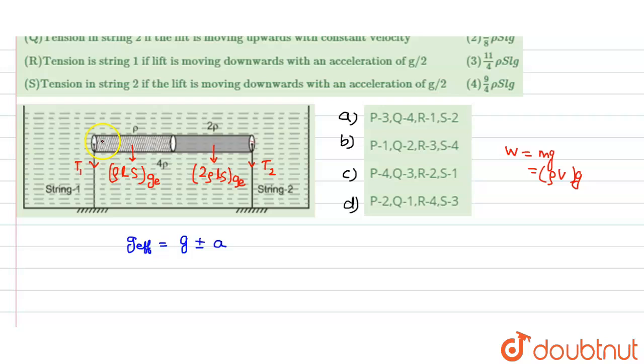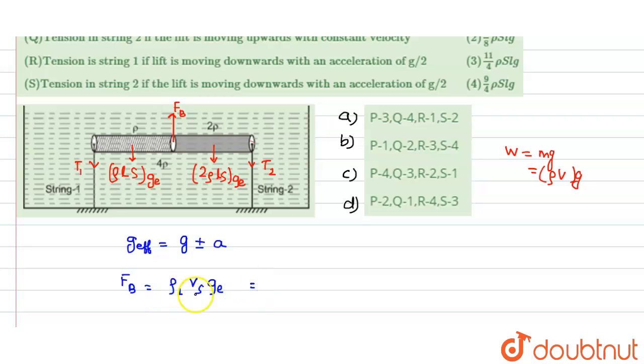Now there would be a buoyant force, because it is kept in a liquid of density 4 rho. The buoyant force would act at the center of the volume submerged, somewhere here. So what would be the value of the buoyant force, FB? The buoyant force is the density of the liquid multiplied by the volume submerged multiplied by g effective.